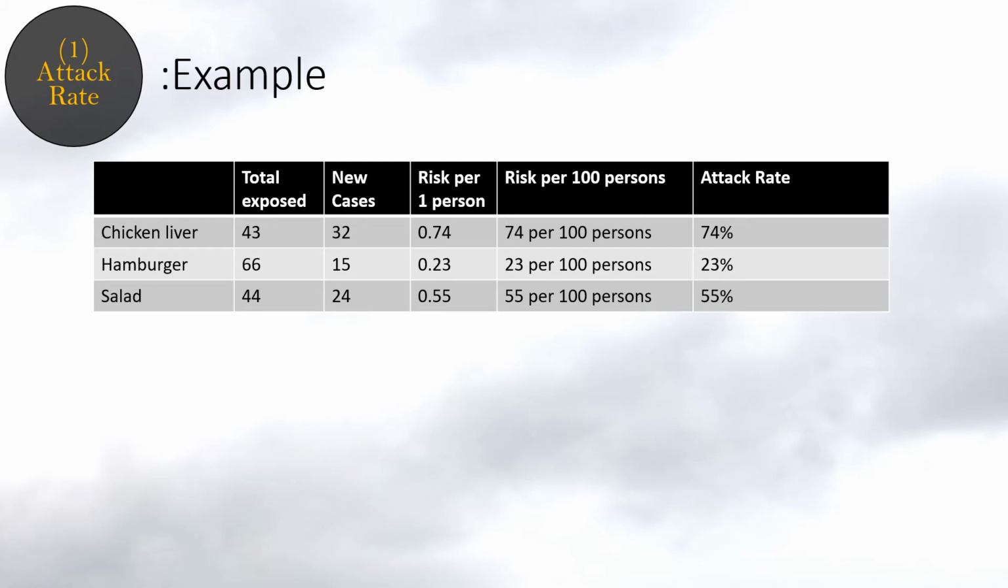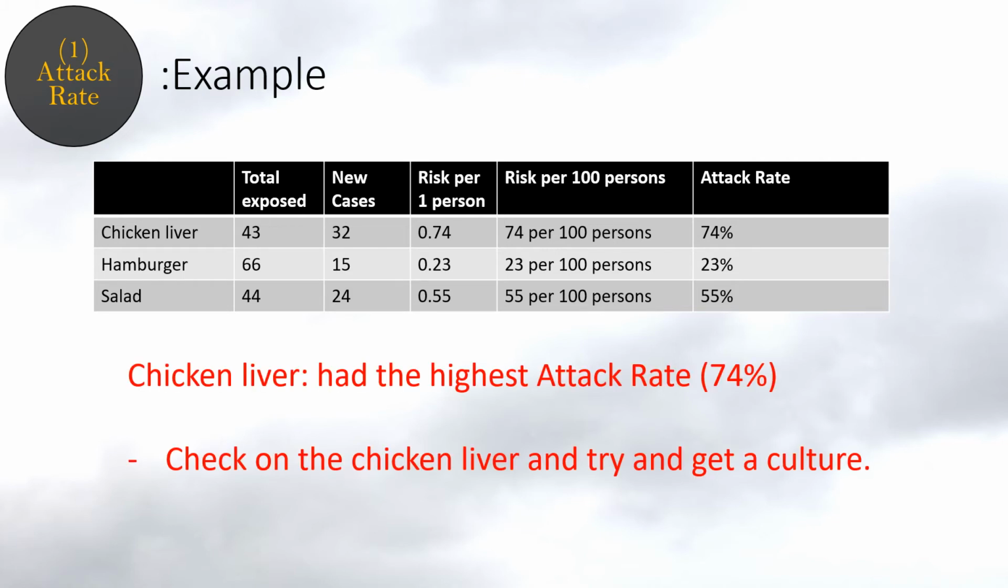Total exposed, people who had it. The cases, the people who actually got ill, regardless of whether they just had the chicken liver or not. But that can give you a quick inference into what is highest risk. So in this case, chicken liver had the highest attack rate of 74%.